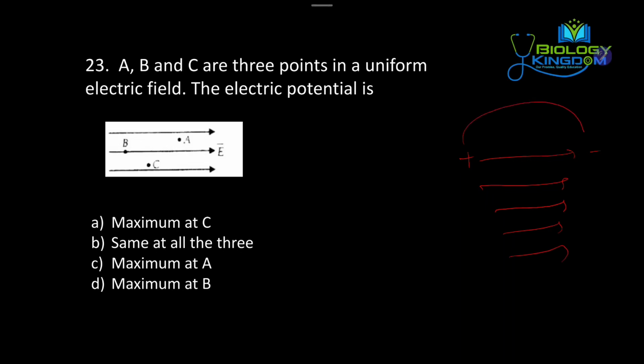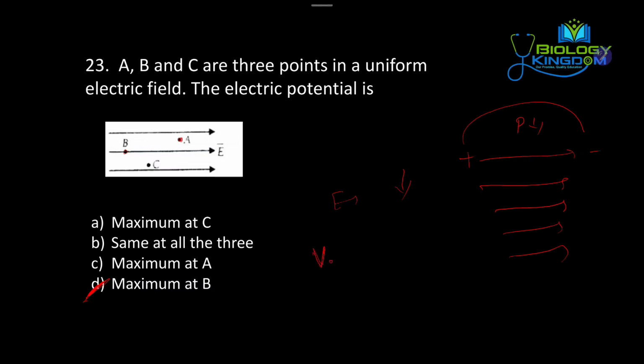When we move from positive to negative, the potential will always decrease. You know that even in the circuit, when we move from positive to negative, the potential will decrease. So that means in the direction of the electric field, potential will always decrease. So whichever point is near to the electric field direction will have the lowest potential. So B will have the maximum potential.